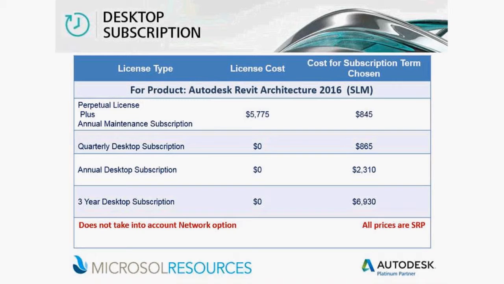So the first row, perpetual licenses plus annual maintenance subscription. What does that cost to get one seat of standalone Autodesk Revit Architecture plus maintenance subscription? $5,775 upfront plus $845, right? And then next year, $845, right? That's what you'd be looking at paying, and today you have this choice.